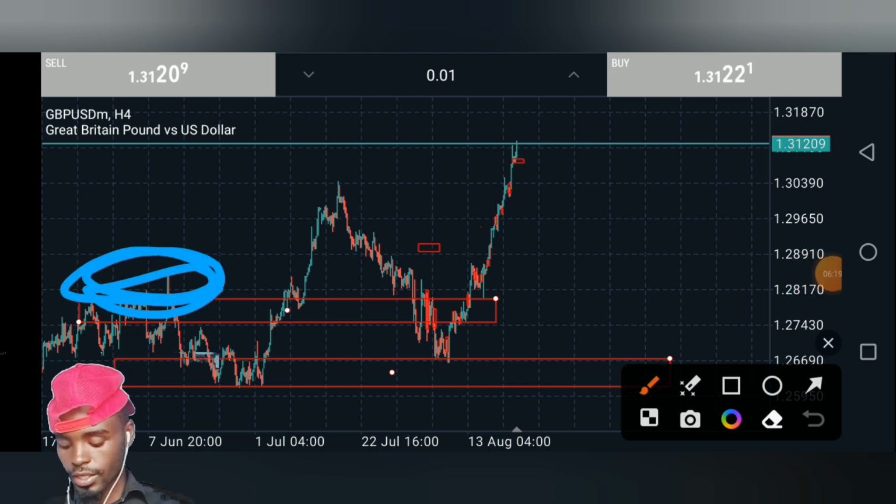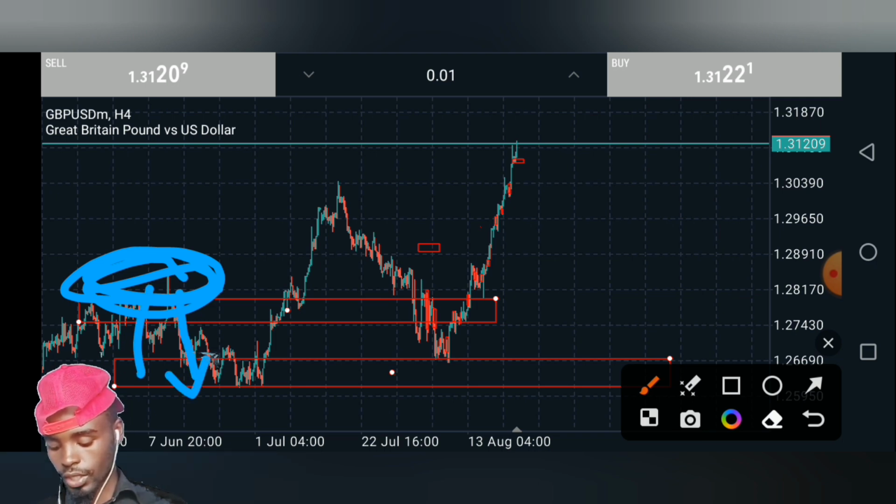So guys, when the market reaches this point, it is a point of supply, and it goes down. The market reached, it came down, it reached, it came down, it came several times. So you can see it is a supply and demand.